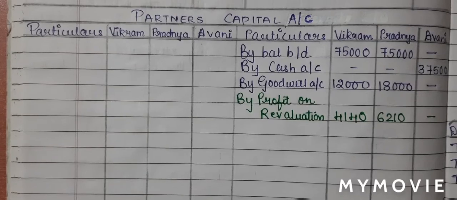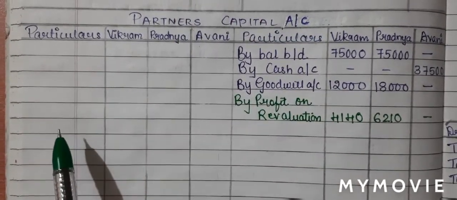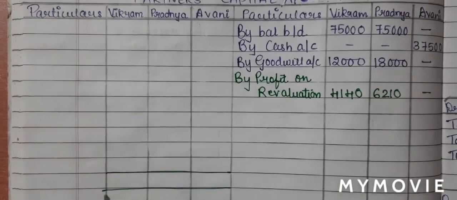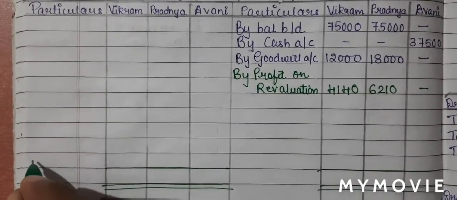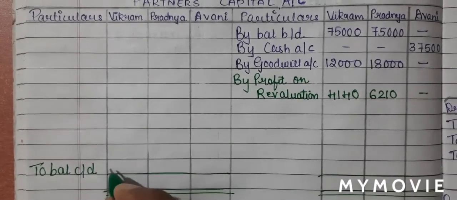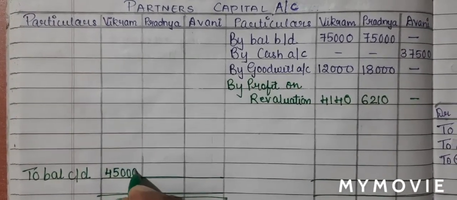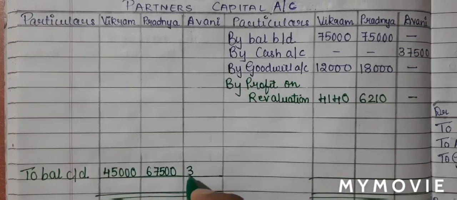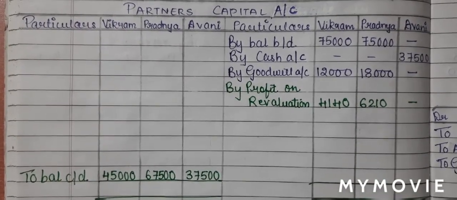Now this is the capital amount. Now from where do we get this capital amount? We get it from partner's capital account, but we have already got our capital earlier. So what we will do is we will double underline on both the side, and since we have already got our capital, we will write down as to balance carried down, and we will write the capital which we have already got. So that is 45,000 for Vikram, 67,500 for Pradnya, and 37,500 for Avni.